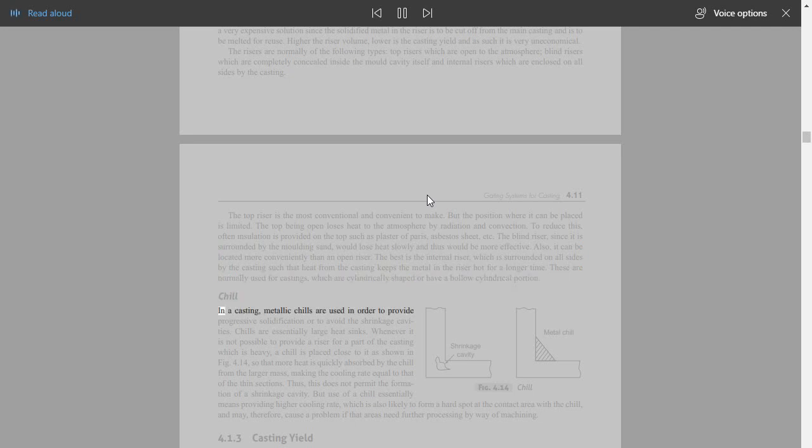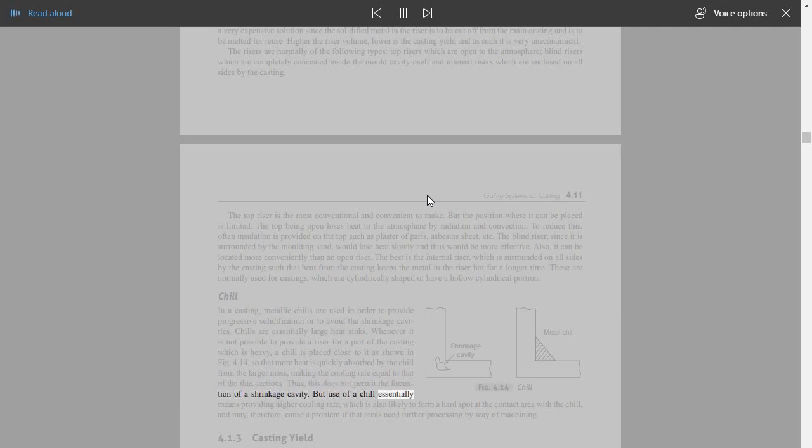Chill. In a casting, metallic chills are used in order to provide progressive solidification or to avoid the shrinkage cavities. Chills are essentially large heat sinks. Whenever it is not possible to provide a riser for a part of the casting which is heavy, a chill is placed close to it as shown in Fig. 4.14, so that more heat is quickly absorbed by the chill from the larger mass, making the cooling rate equal to that of the thin sections. Thus, this does not permit the formation of a shrinkage cavity.